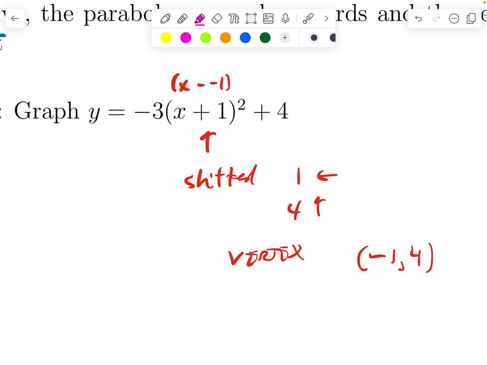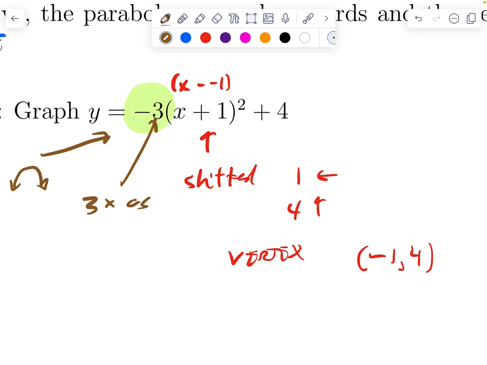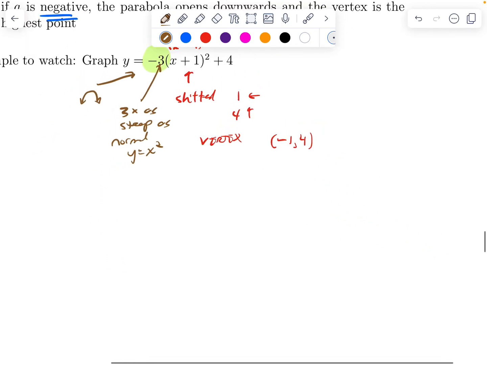And now let's look at A. Because there's a negative here, I know this is a downward opening parabola. And because there's a 3 here, I know it's 3 times as steep as normal y equals x squared. So how would this be reflected in a graph?